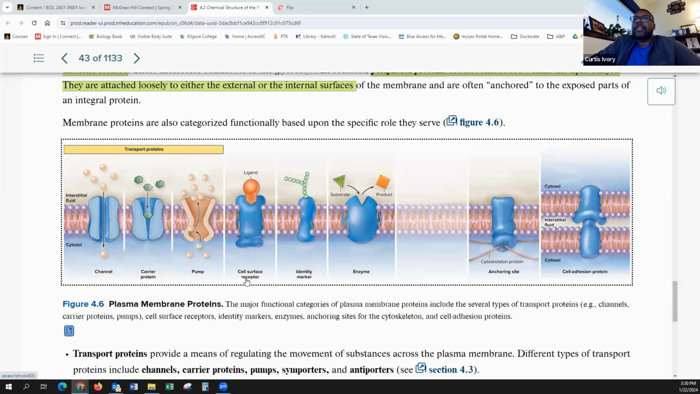You have what's called a cell surface receptor, and it binds to what's called a ligand, which is simply a chemical or a chemical structure that's going to bind to the receptor and cause a response. We have the identity marker, which we saw earlier. And then we also have what's called an enzyme, which we saw in the previous chapters.